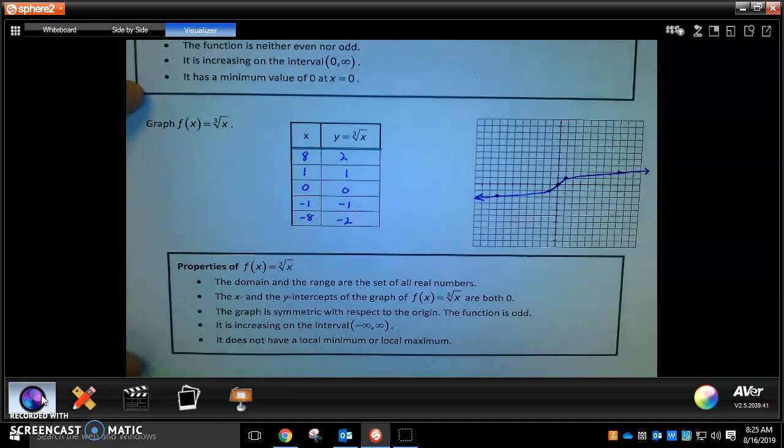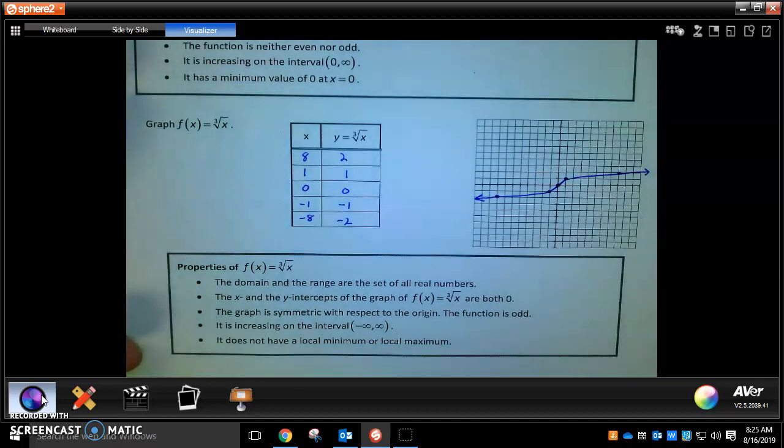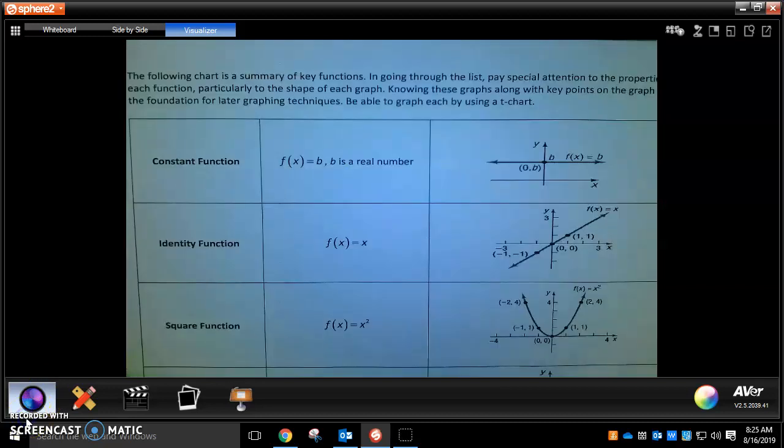Okay, so that's the graph of a cube root function. On page 2, I'm just going to walk you through some of the other, what the book calls the library of functions. So these are all graphs that you should just be kind of familiar with.